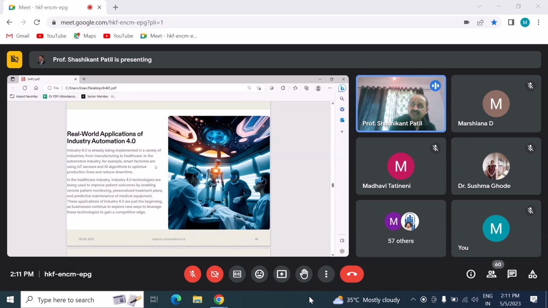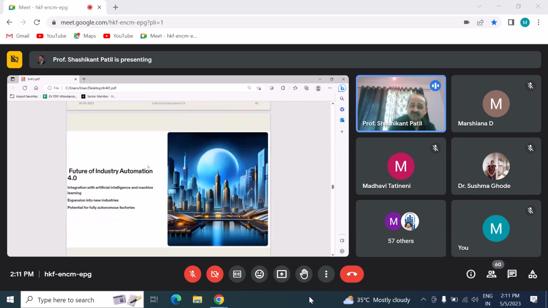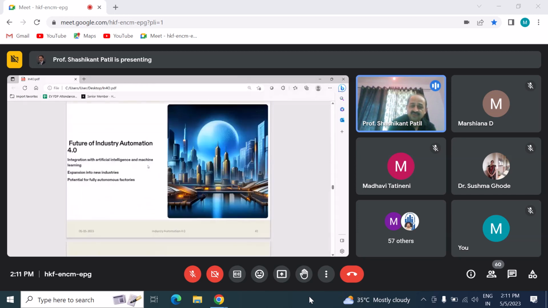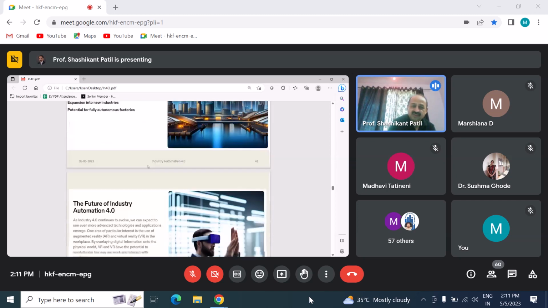As such, there are very many applications. We will summarize a few here. If you see the future of Industry Automation 4.0, it is nothing but integration of AI and machine learning. Nowadays, AI and machine learning are used everywhere, not only in Industry Automation 4.0. Then expansion into new industries, and the potential for fully autonomous factories without manual intervention.